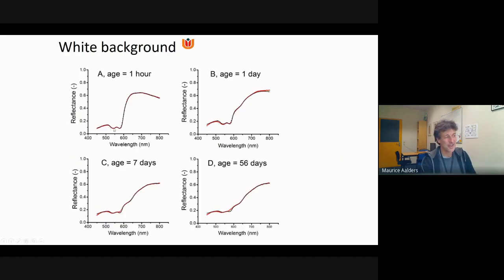So here the blood stain is 1 hour, reflectance, so the opposite of absorption, after 1 hour, 1 day, 7 days, 56 days. Hey, still things are changing. That means that you can calculate the time of deposition back as long as, like in this case, 56 days, because there are still changes. And that's cool. That's something that nobody was thinking about.